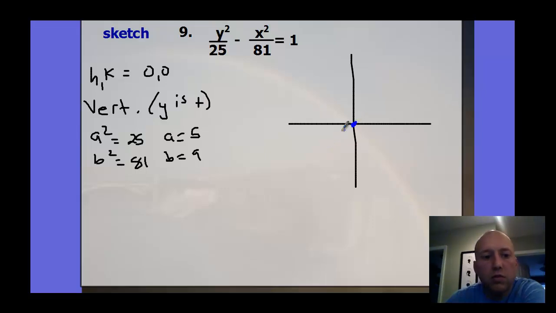I'm going to plot my center, and then I'm going to move A in the vertical direction because it's a vertical hyperbola. So I'm going to go vertical up 5 and down 5, and that creates our vertices. And then let's use our B value in the other direction and go right 9 and left 9, and that's our B value. And so that creates our rectangle with those points. We want the rectangle so we can see our asymptotes.